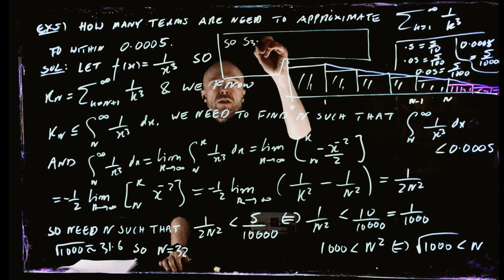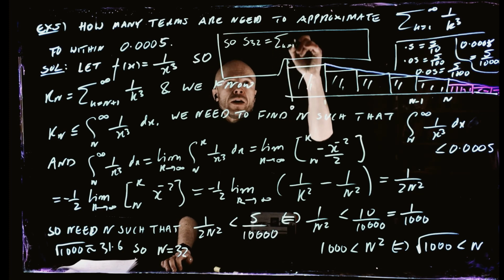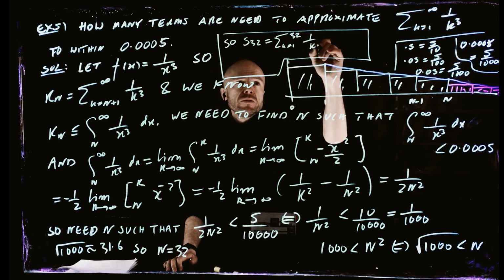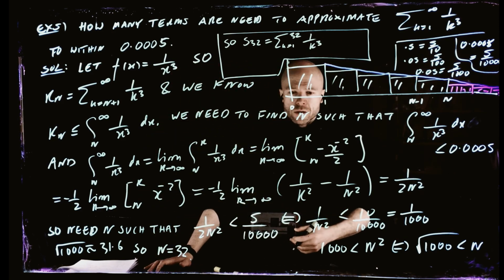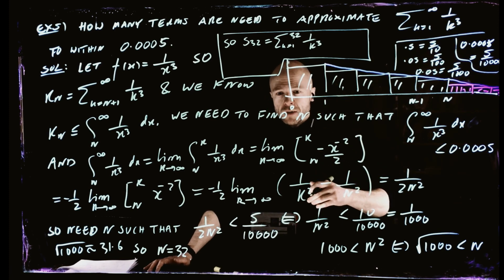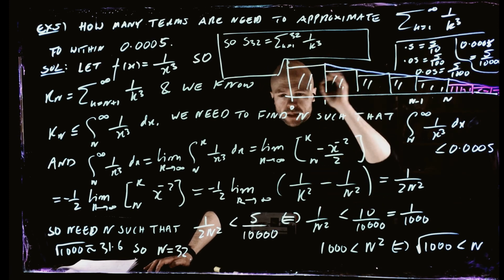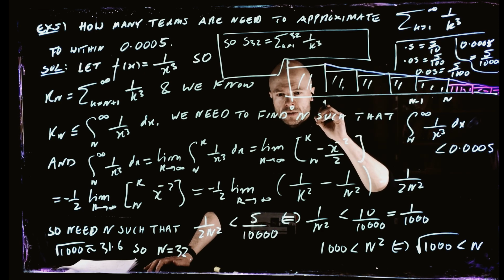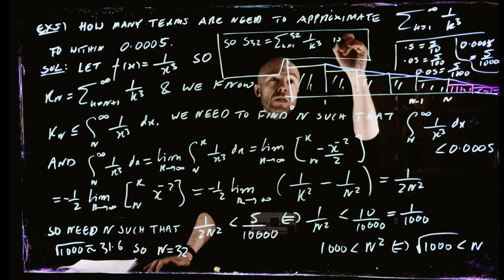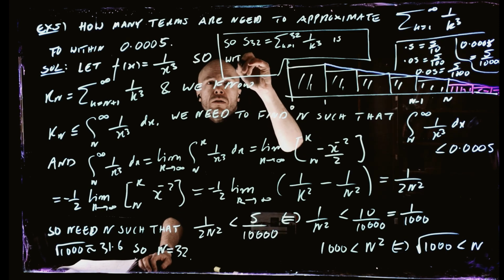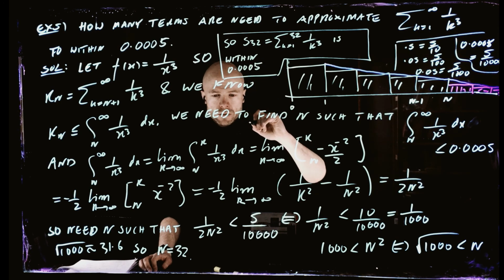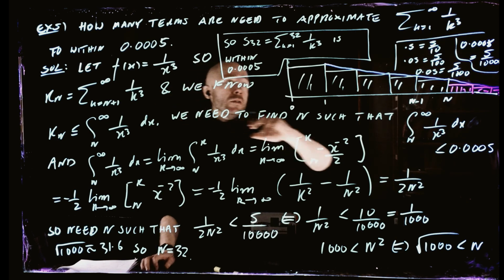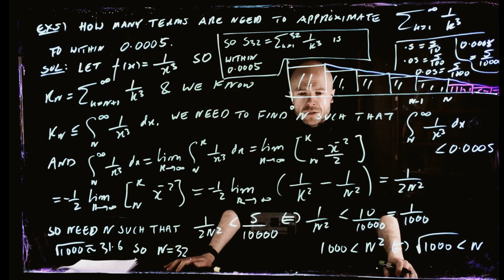So S of 32, which is the sum from k equals 1 to 32 of 1 over k to the 3, that's a completely tractable problem, right? You can program this into any language you want. Your computer will give you this within a millionth of a second. This is very easy to calculate. This thing is within 0.0005.